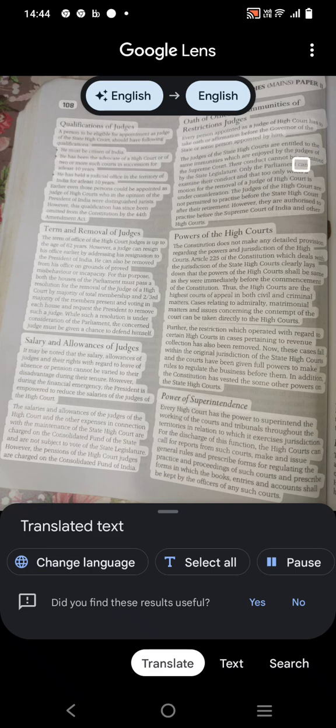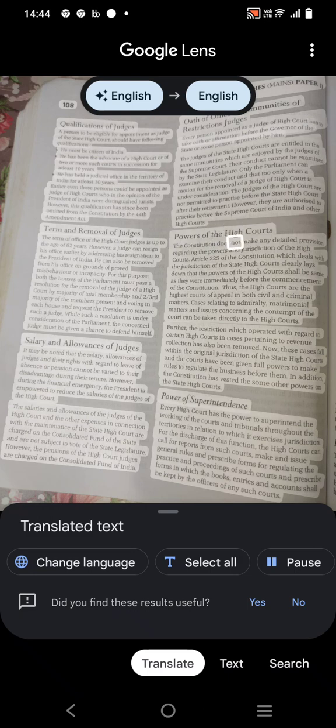Only the parliament can examine their conduct, and that too only when a motion for the removal of a judge of the high court is under consideration. The judges of the high court are not permitted to practice before the state high court after their retirement. However, they are authorized to practice before the Supreme Court of India and other high courts.